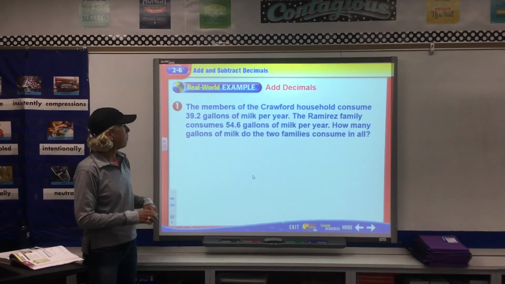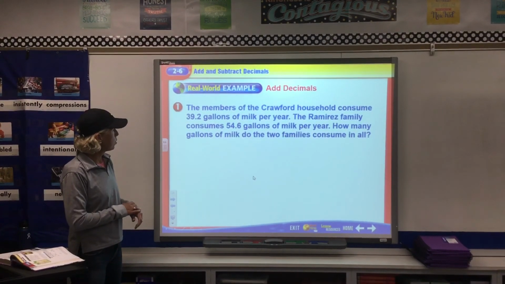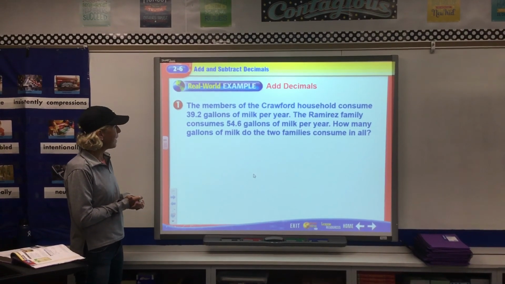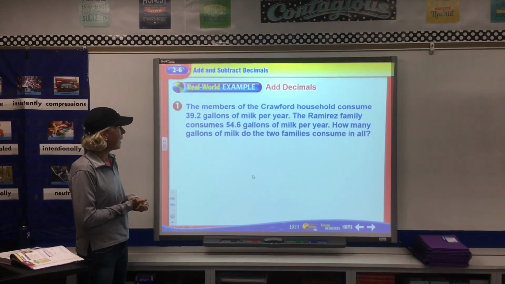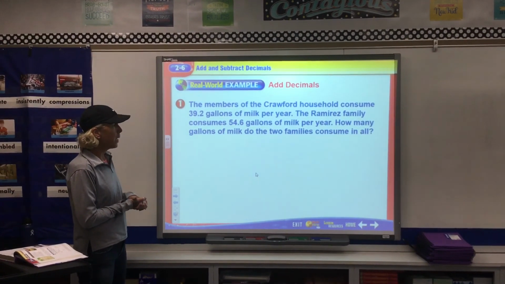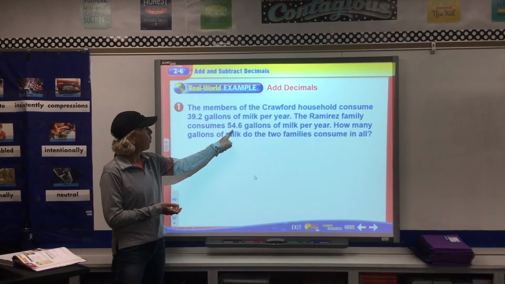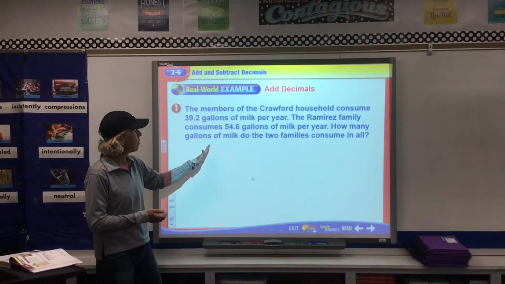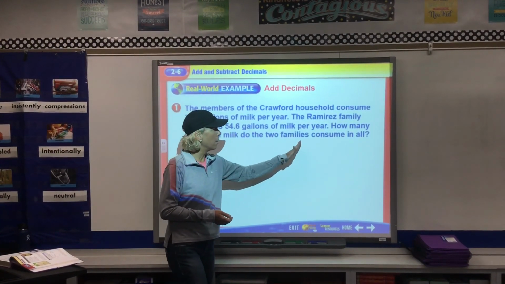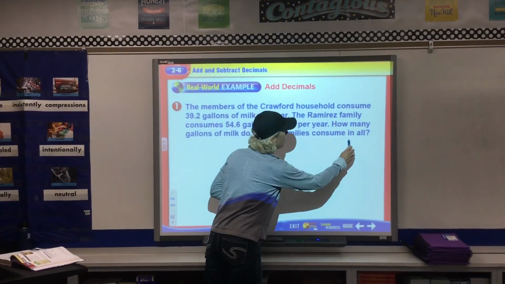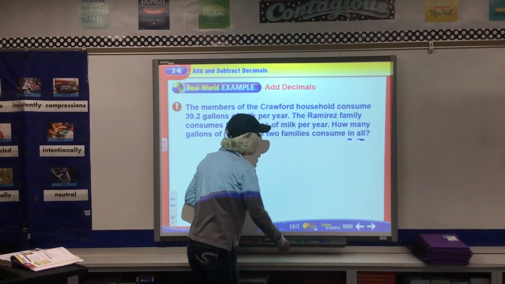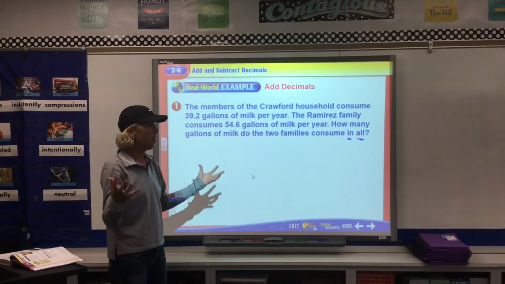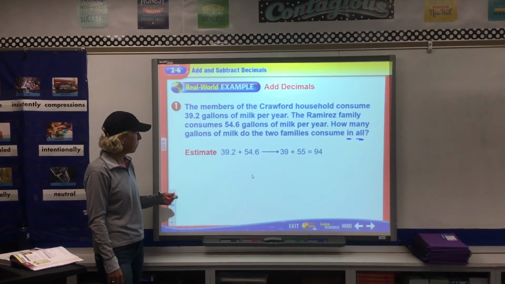So our first problem asks us to solve this word problem. The members of the Crawford household consume 39 and 2/10 gallons of milk per year. The Ramirez family consumes 54 and 6/10 gallons of milk per year. How many gallons of milk do the two families consume in all? When we see the words in all, we know that we are going to perform the operation of addition. We're finding it in all. We're going to add those numbers, okay?